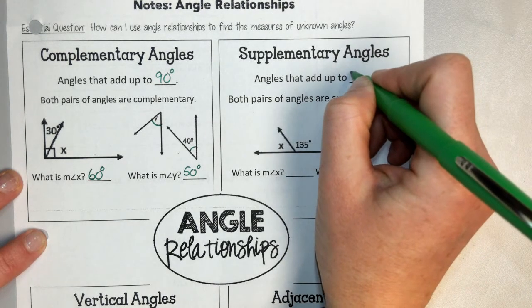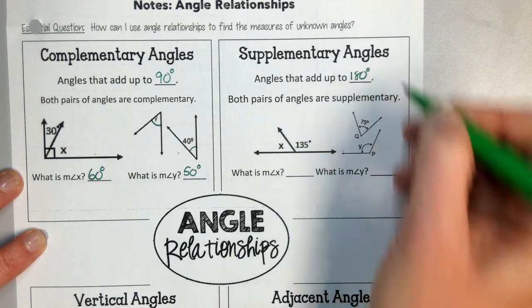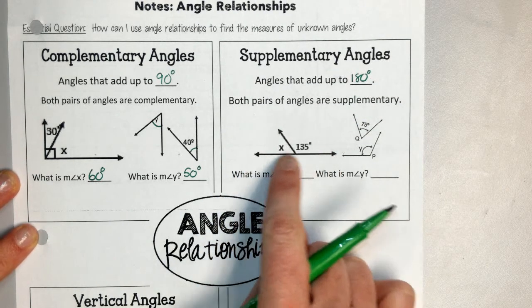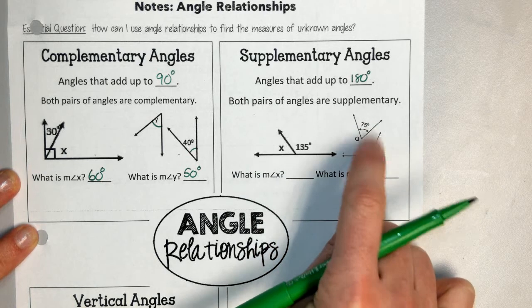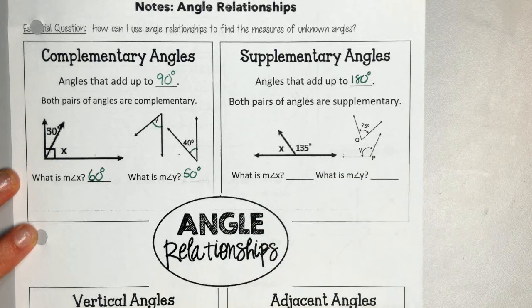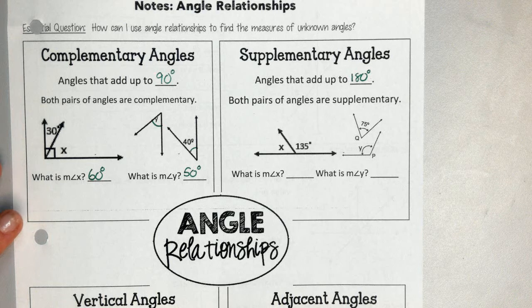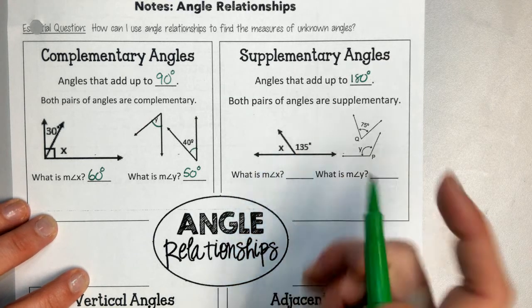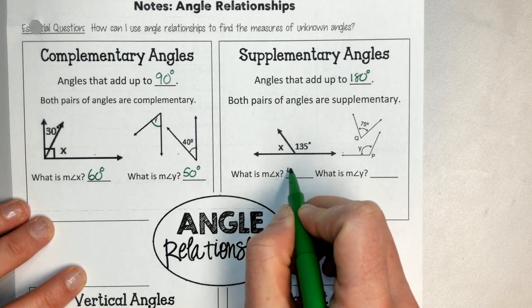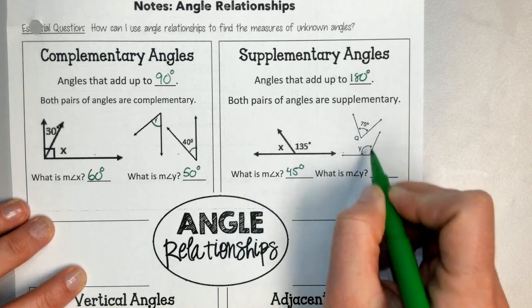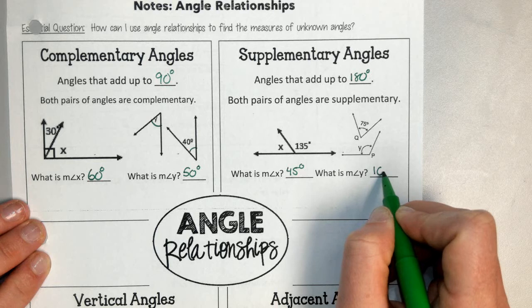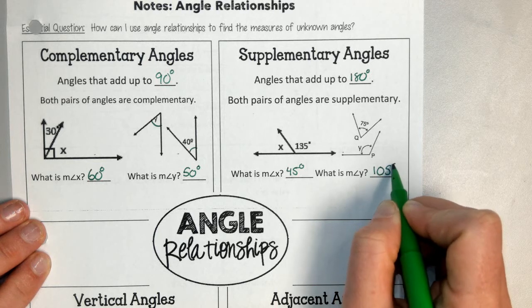Supplementary angles add up to 180 degrees. So supplementary angles might make a straight line, or they might just be two random angles, and they're called supplementary because the problem says these two angles are supplementary angles, so you know they add up to 180 degrees. If one angle is 135, what's the other one? 45. And if one angle is 75, what's the other one? 105.